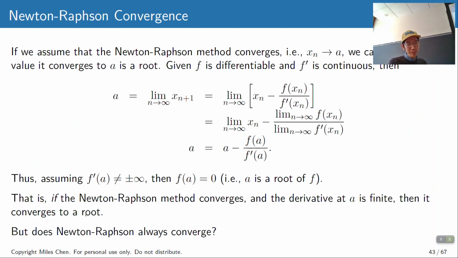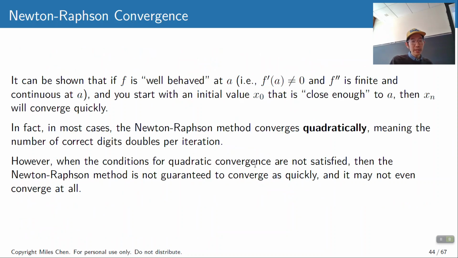All right, so here's a little bit of math proofy stuff that just says, yep, if it converges, then it's going to converge to a root. Now, one of the things is that f prime of a can't be infinite. Some functions like tangent of x have locations where the derivative is infinite, so that's not going to work. Does it always converge? And the answer is no.